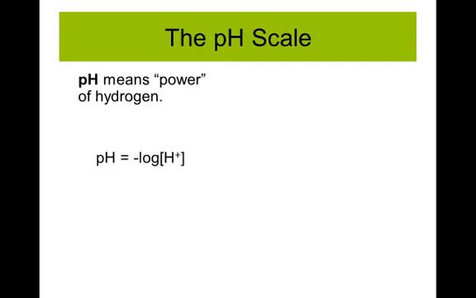So pH means the power of the hydrogen. And to find pH, we always take the negative log of our hydrogen ion concentration. And on your calculators, you're going to have a log button, as long as you have a scientific calculator. And so you're going to have to enter the number, and then push log, and then you'll probably end up with a negative number, so you just drop the negative.